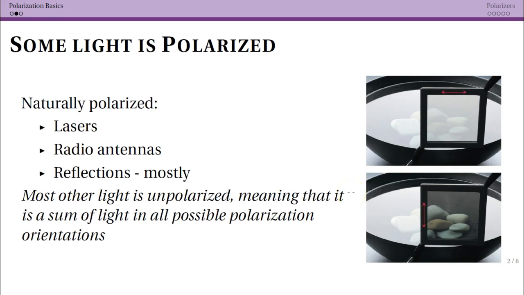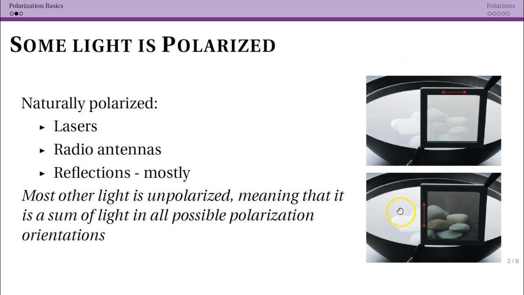So it's important to understand that some light is polarized. Naturally, lasers are polarized. They have a polarization plane. Radio antennas, as we talked about in the last video, also have a natural polarization orientation. Reflections are mostly polarized. It kind of depends on what it's reflecting off of. And there's an interesting phenomenon that light scattering in the sky from the sun actually is partially polarized. But with that, it's a little trickier. This isn't as perfect of a polarized light as you would get from lasers and radio antennas.